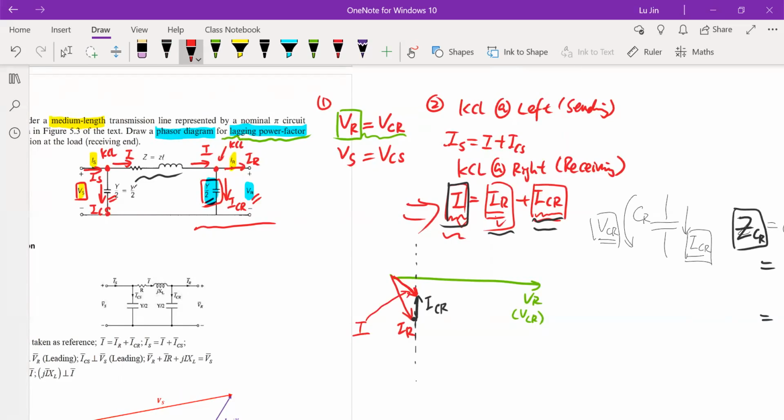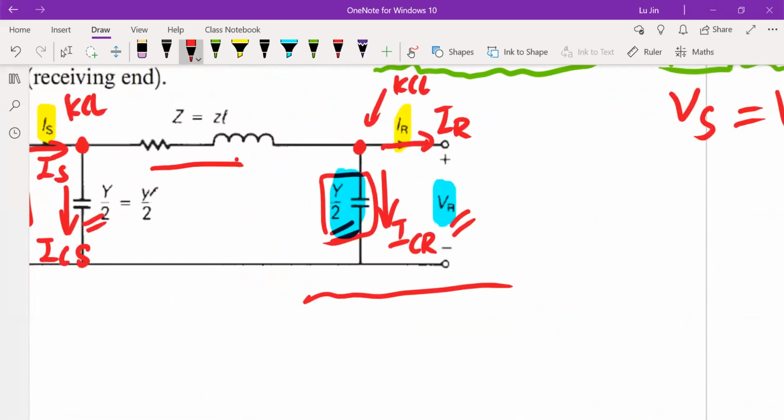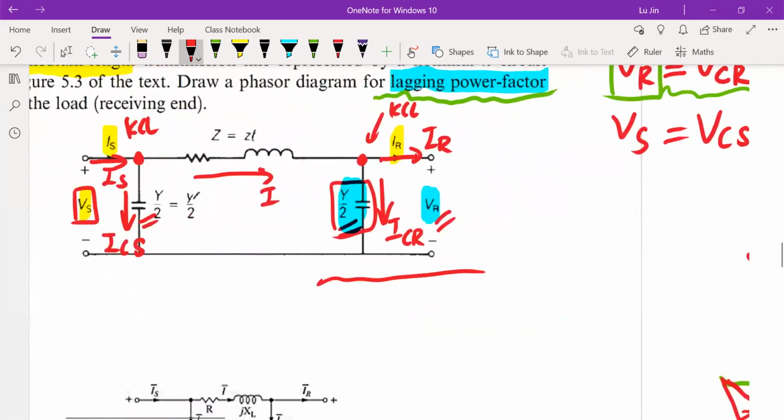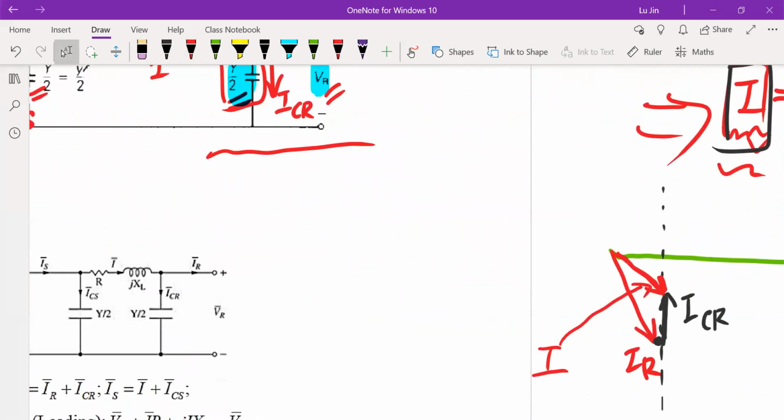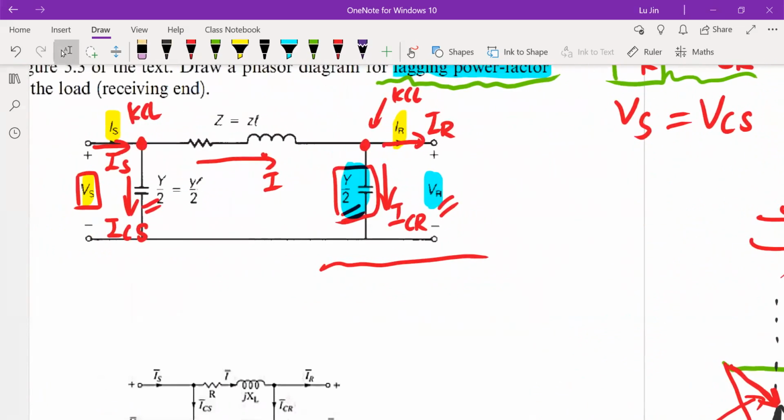Keep going. Sorry to say, I have to clean this circuit a little bit. Now we know for the middle part of the whole circuit, the current I is going through the impedance, and this current vector I is given in this phasor diagram like this. When the current I flows through this impedance of the line, the Z consists of R and X, so resistance and reactance.